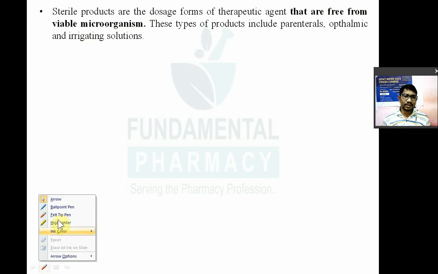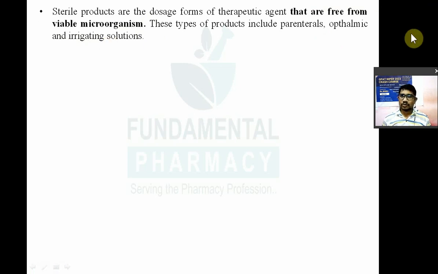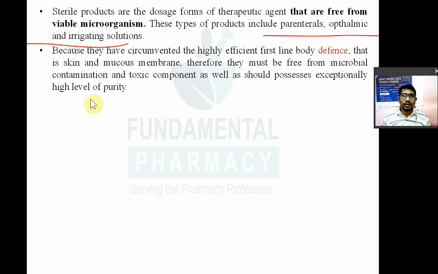So all these are nothing but sterile preparations, right? So parenterals, ophthalmic and irrigating solutions, these are major because they are crossing the highly efficient first line defense of the body, that is skin. Because injection आप skin के through देते हो ना, you are injecting in the vein, you are injecting in the subcutaneous tissue, mucous membrane. So they should be pyrogen free, isotonic, and free from any viable form of microorganism. Why? Because you are circumventing the first line defense of your body, that is skin.